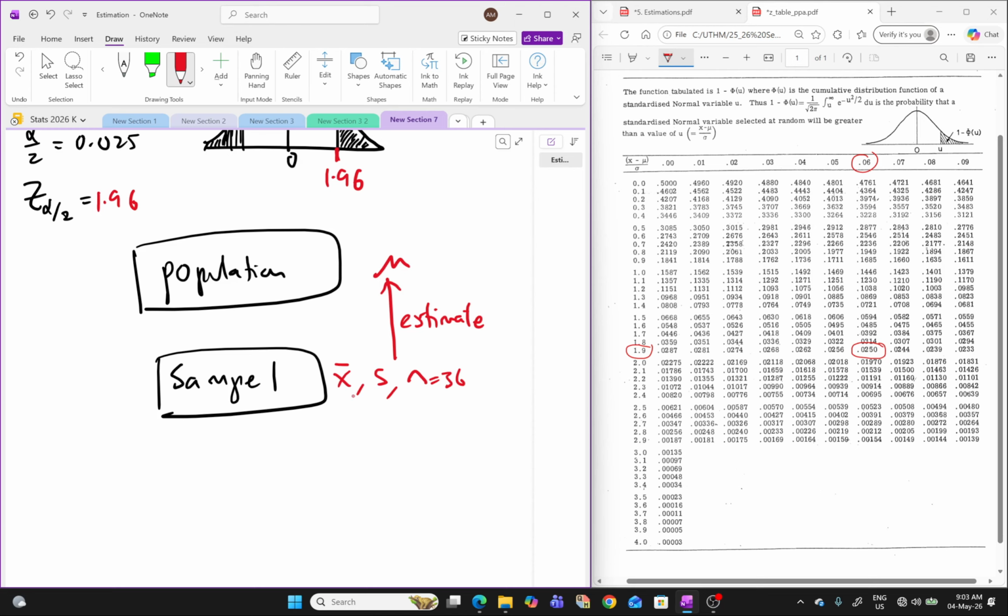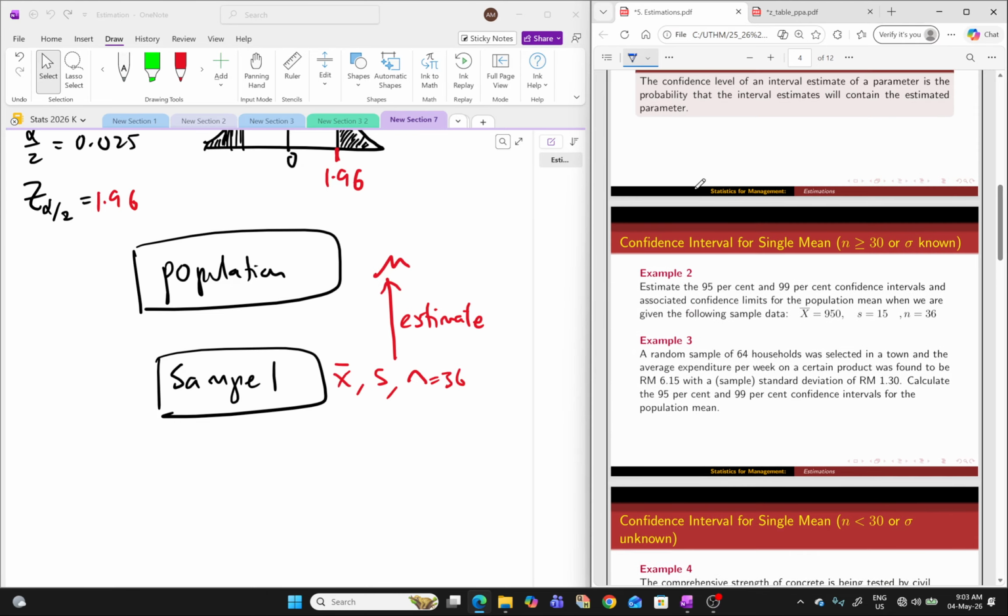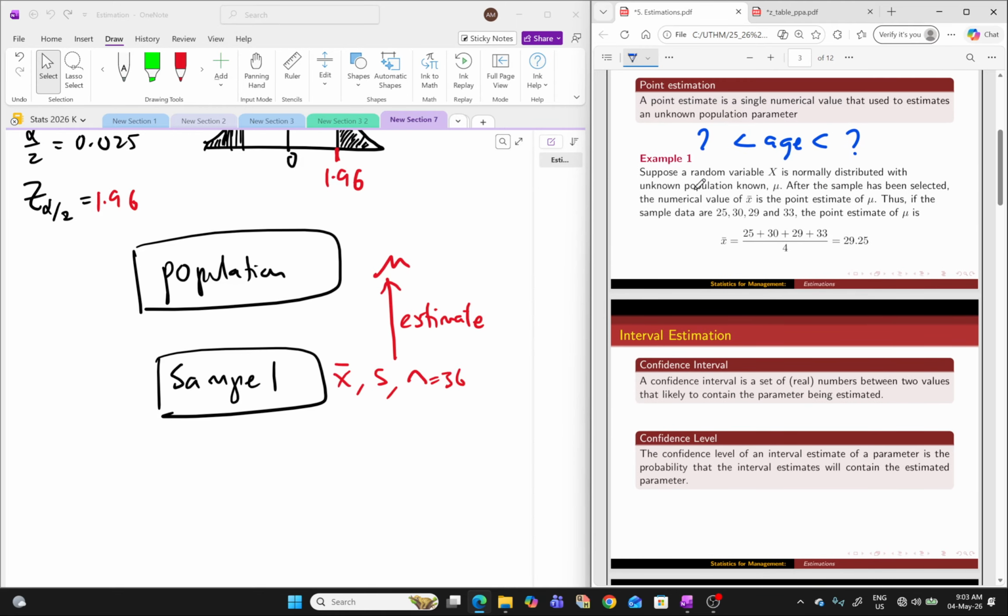Estimation. Estimation yang ada dua. Satu tadi saya bagi tahu adalah point estimation, satu nombor saja. Saya tak nak bagi satu nombor saja. Biasanya satu nombor saja is not a good estimation. Okay, we give in between interval.